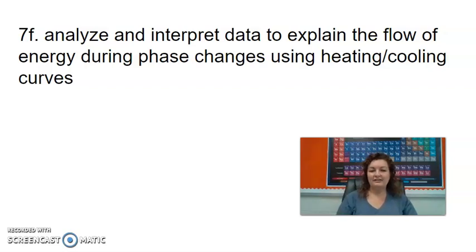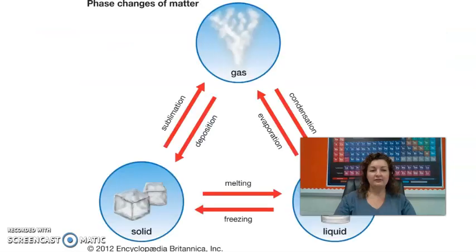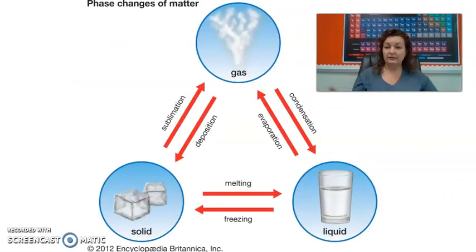Today we're going to look at 7F of our AKS portfolio. It says, I can analyze and interpret data to explain the flow of energy during the phase changes using heating and cooling curves. So the very first thing that we need to look at are the phase changes. You guys have learned this before, but I want to get it fresh in your mind so that we can remember all of them. So we're going to start up here with a gas.